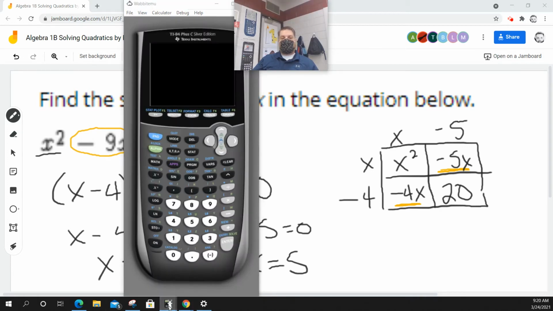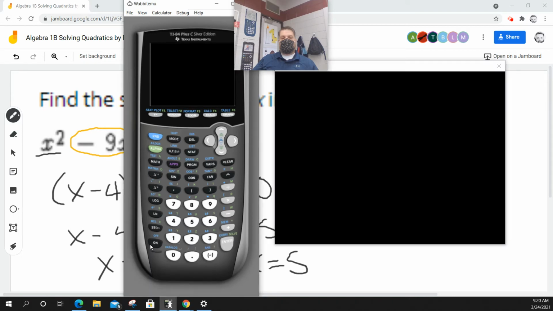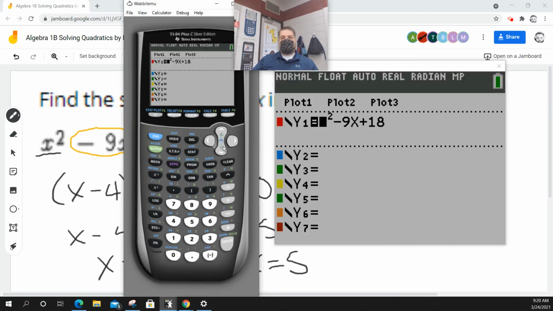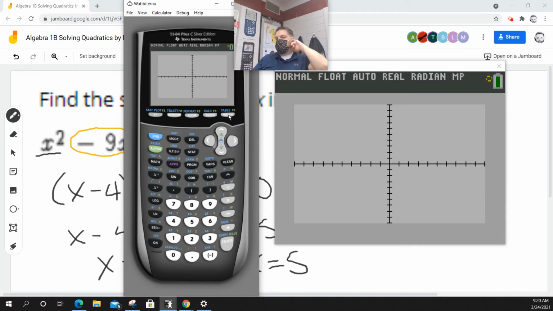So real quick, if I want to double check my answer, I'm going to graph it, right? So let's do that. Clear this out. x squared minus 9x, except now it is plus 20, right? Keep in mind, this only works because I set it equal to 0.